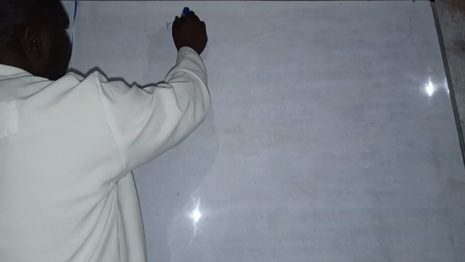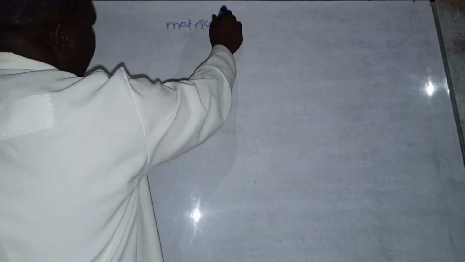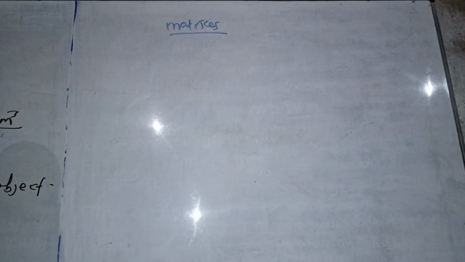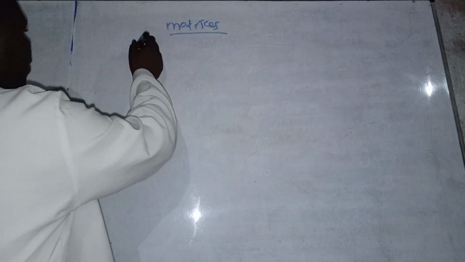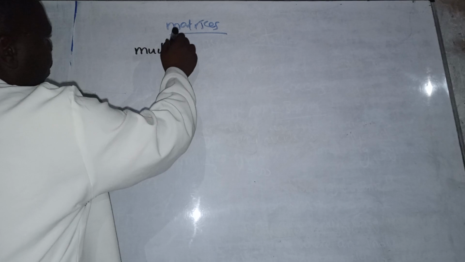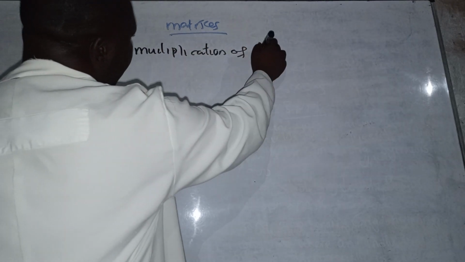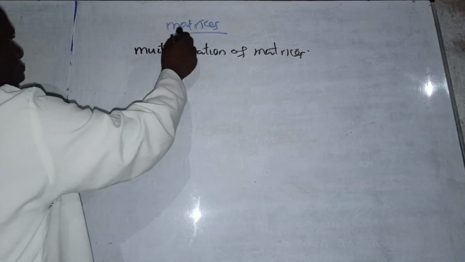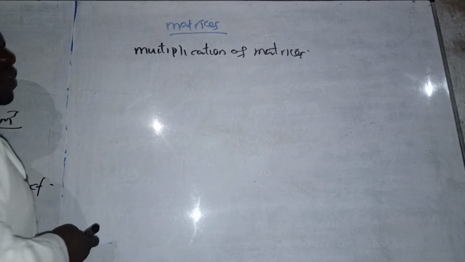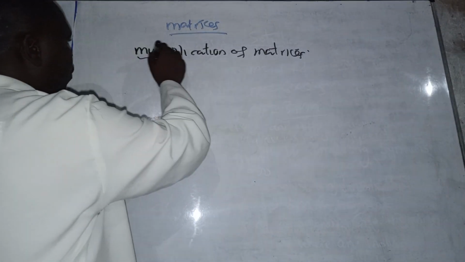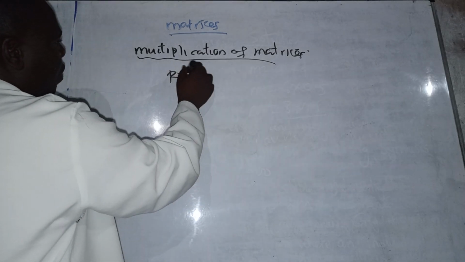So I want us to do mathematics questions on matrices, the last part for matrices, which is multiplication of matrices. So when we multiply two matrices, we multiply what we call row by column.